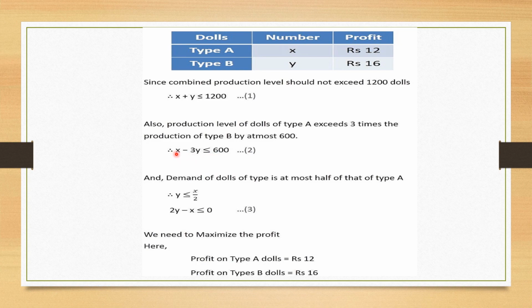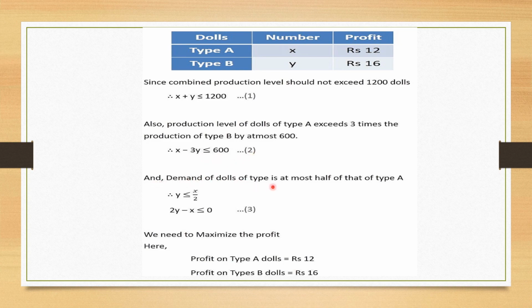Type A is exceeding 3 times type B, that is 3 times y, so that means the difference is x minus 3y. As you know, if I take 3y minus x, it will come out as negative. So the bigger one is x minus 3y less than or equal to 600. At most means less than or equal to. So this is your second inequation, number 2.